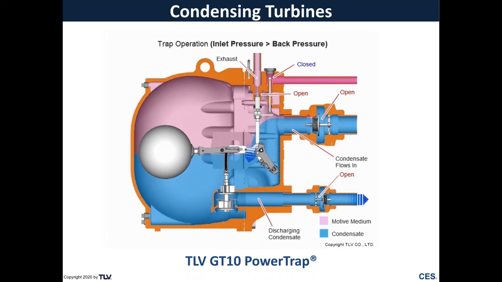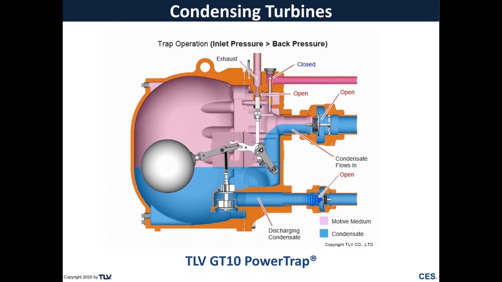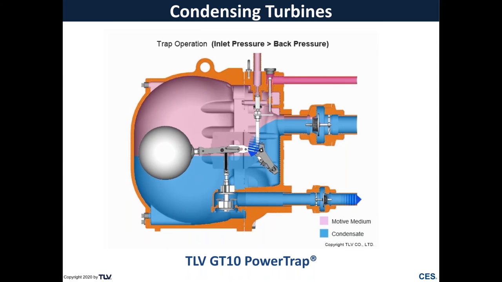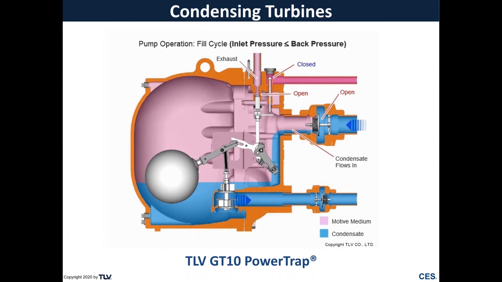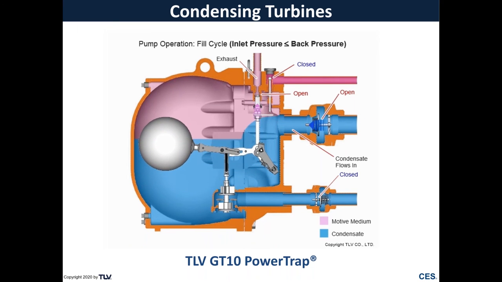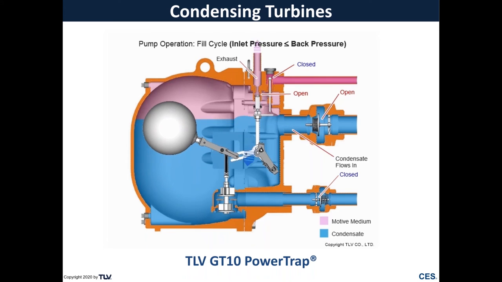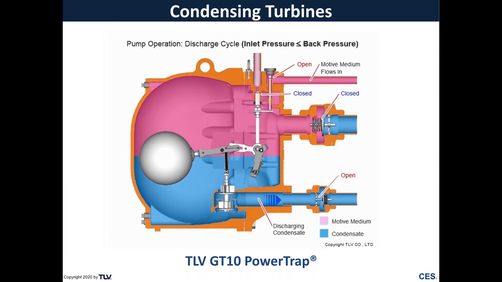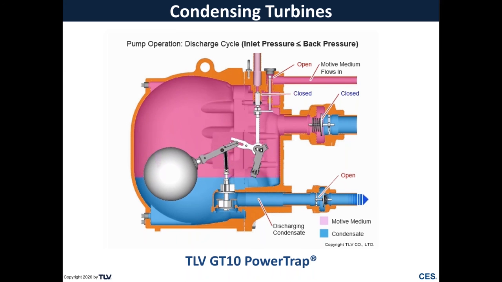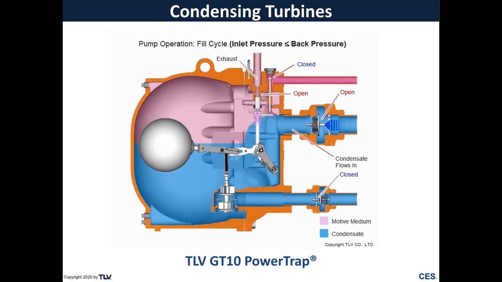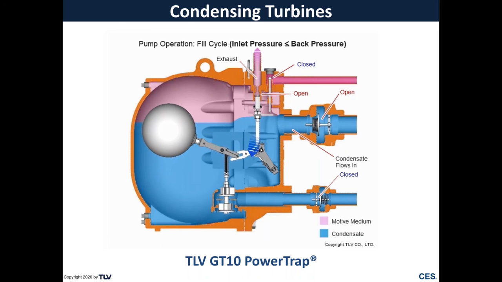But when there is zero or negative differential, the float rises higher and eventually trips the snap action mechanism to open the motor valve at the top and introduce steam pressure to push the condensate through the trap. Once the float reaches the low position, the snap action mechanism trips back, closes the motor valve, and opens the exhaust valve to allow the pressure in the pump body to equalize with the inlet piping, allowing more condensate to flow into the pump.